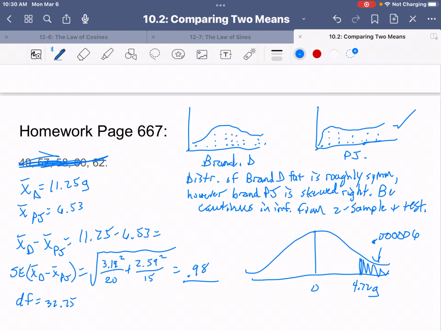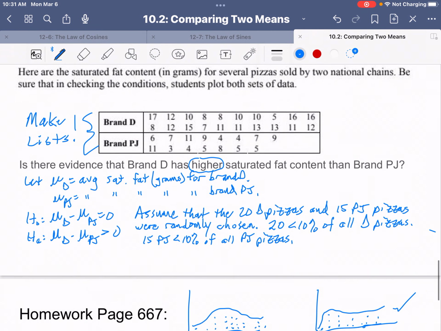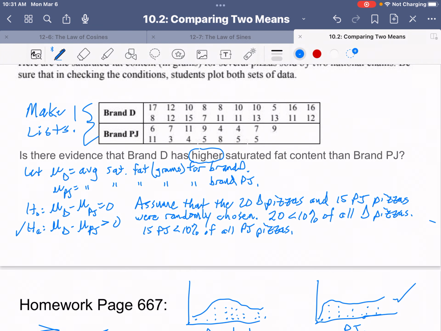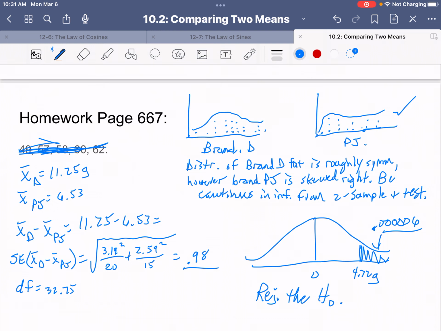Okay, now what do we do since our p-value is so low? We reject the null hypothesis. So what would you write? Since the p-value is lower than the significance level, I reject the null hypothesis. And so then my second sentence should be in favor of the alternative. There is evidence that brand D has higher saturated fat content than the other brand, PJ. There is evidence of that alternative. And I'll leave the confidence interval to you.